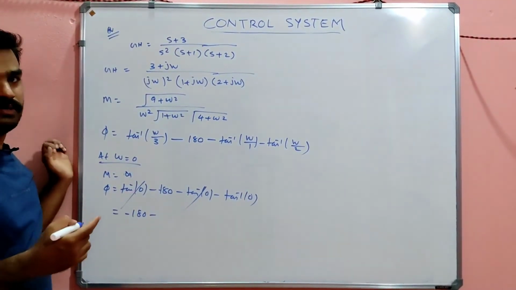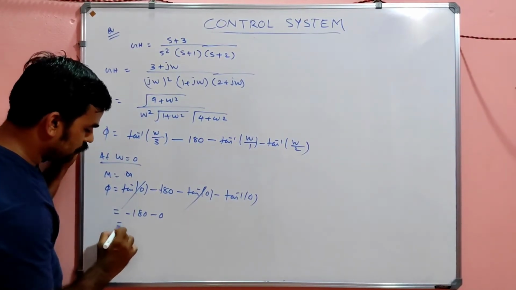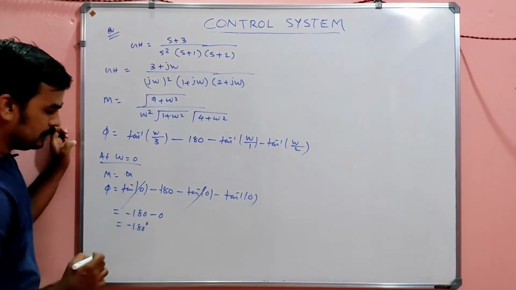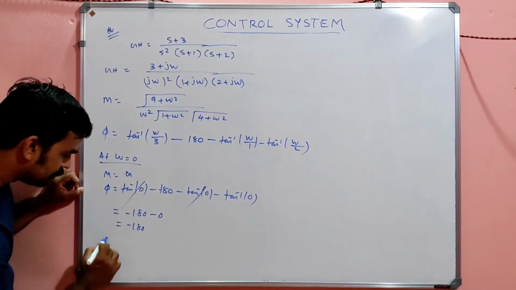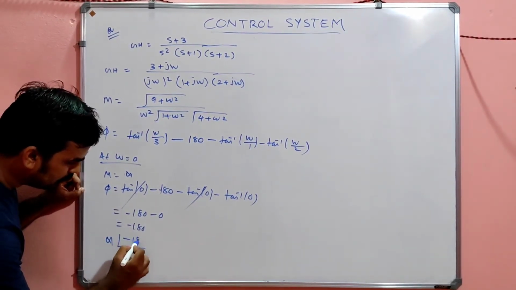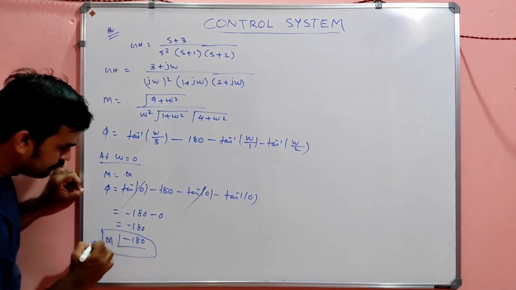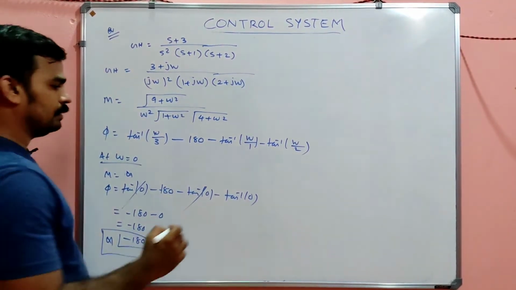What is tan inverse 0, my dear? Sin 0 by cos 0, right? So it will be simply 0. So it will be minus 180 only. Minus 180 degree only. So the magnitude versus angle representation will be infinity angle minus 180. Okay, that is at omega equal to 0.